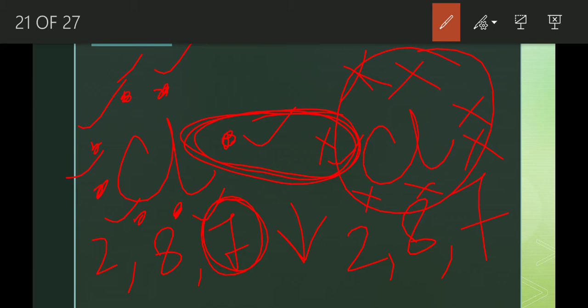Why is this a non-polar covalent compound? Because here the shared pair of electrons is equally distributed. This atom shares 1 extra electron, and this also shares 1 extra electron. So both atoms share the pair of electrons equally. Okay, this is an example of a non-polar covalent compound, and this is how the chlorine molecule Cl2 is formed.